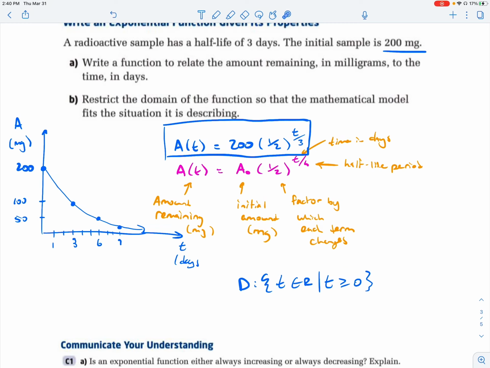So the mathematical model works. Just because there's a horizontal asymptote doesn't mean that there's always going to be an amount of it that's still radioactive. That's not exactly true. So after many years, eventually it won't be radioactive anymore.